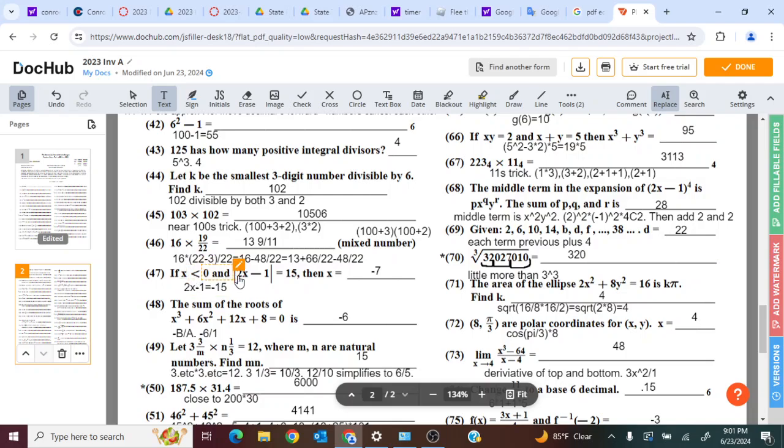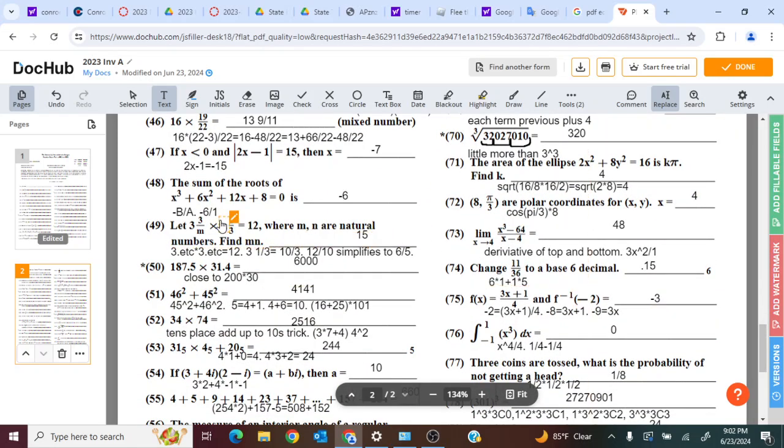47. If x is less than 0 and the absolute value of 2x minus 1 is 15, then x is equal to what? Well, if x is less than 0, that means that you take the negative when getting rid of the absolute value. So negative 15 is equal to 2x minus 1, and x is negative 7. Sum of the roots is what? Sum of the roots is negative b over a in this case. So negative this value over this 1, negative 6.